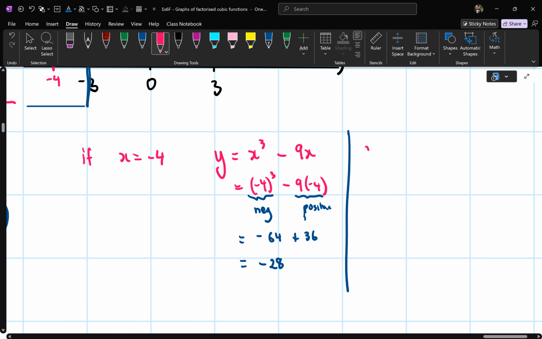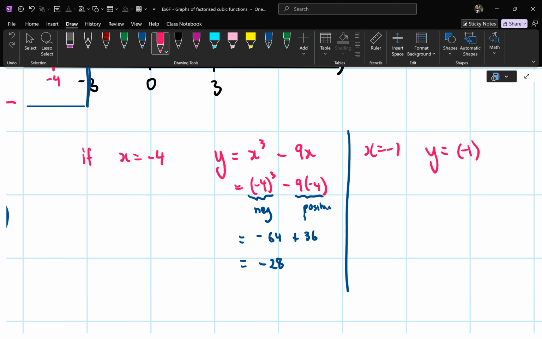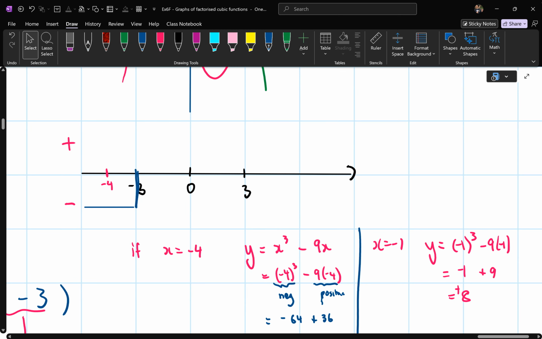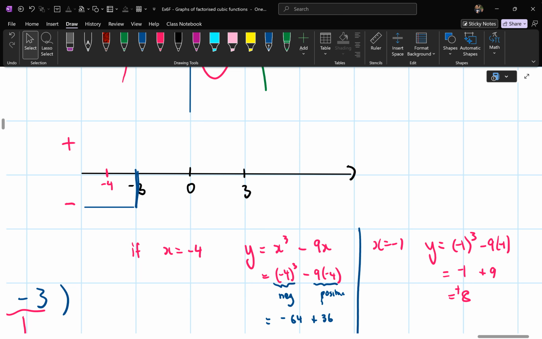We then say, if x was equal to -1, y will equal -1 cubed minus 9 times -1. In this case, we can see -1 cubed is -1 plus 9, which gives a positive 8. So what does that mean? It means our prediction is that the sign for whatever number you pick here is going to be positive.